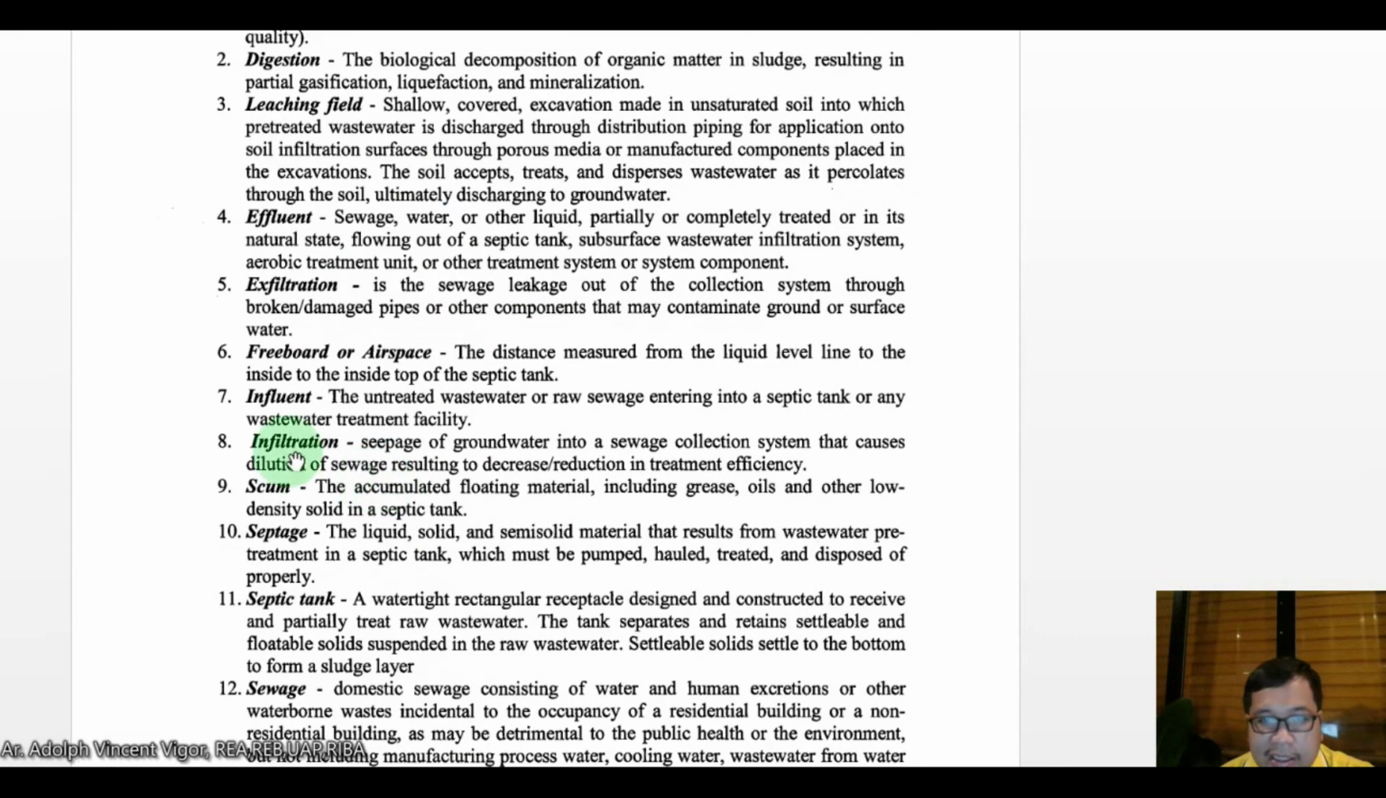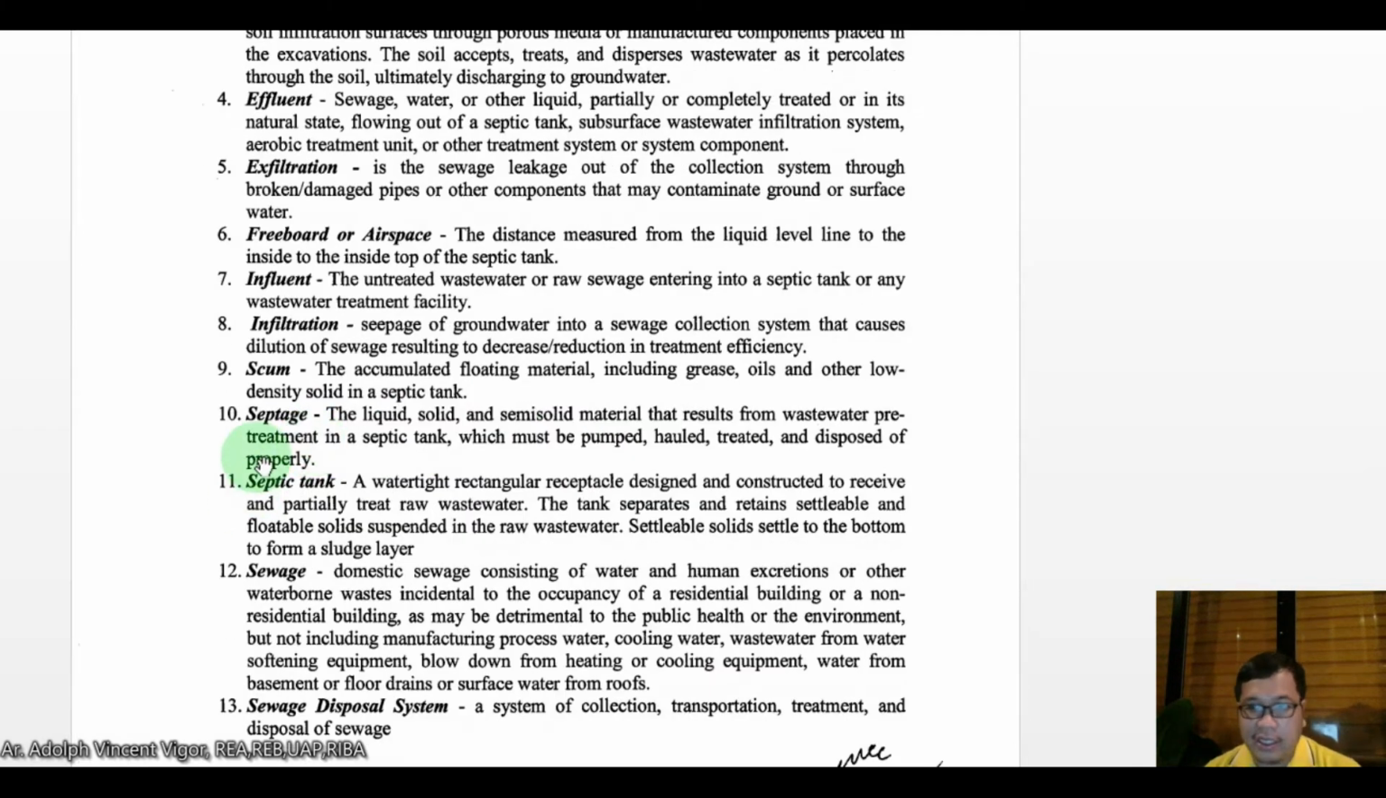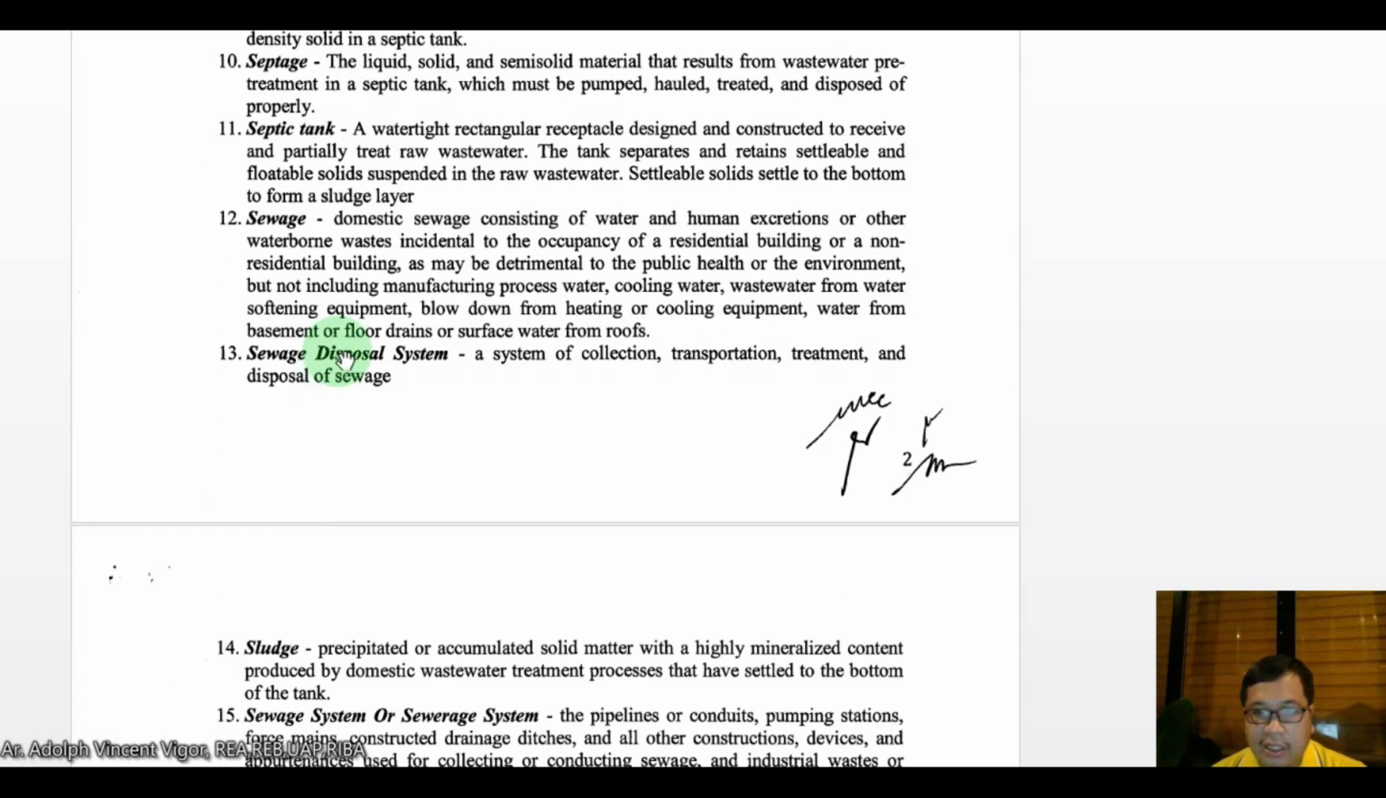So I won't discuss some of the terms because I think it's already covered during the midterms.